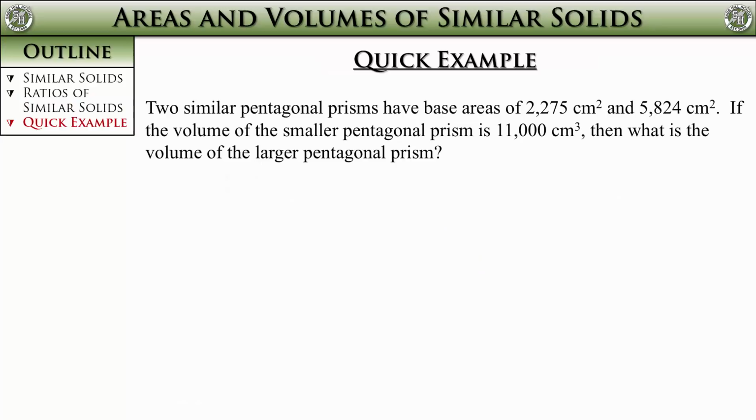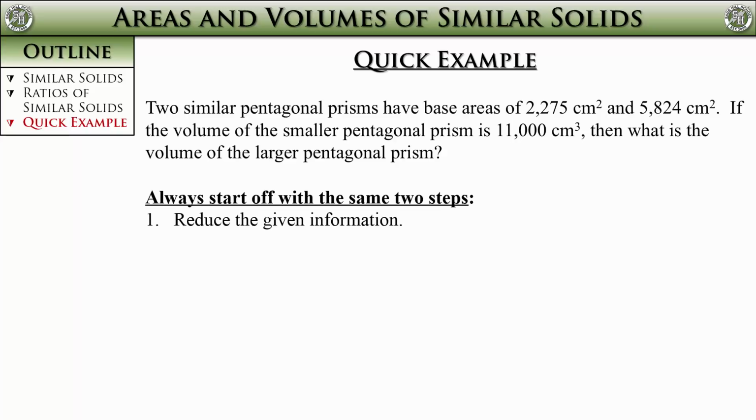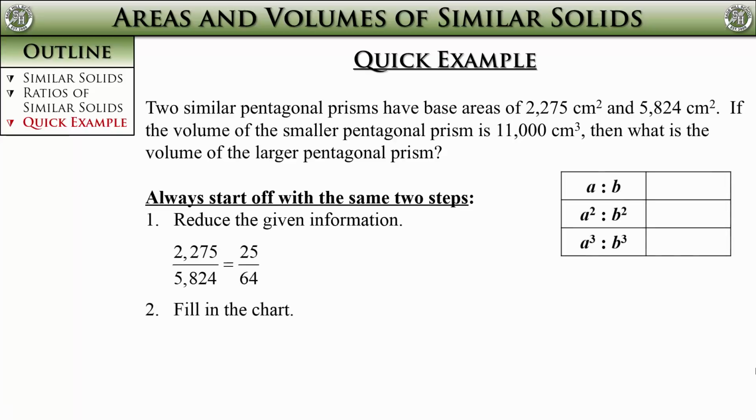You are given the base areas of 2 similar pentagonal prisms and are asked to find the volume of the larger pentagonal prism. This is a very typical problem for this section. You should always start off with the same 2 steps. Reduce the given information. It will make your life infinitely easier. Use those wicked mad calculator skills of yours and find that in this case the numbers reduce down to 25/64. The next thing to do is to fill in the chart. Some of you will find this an unnecessary step, but it really helps in doing these types of problems. You will be far less likely to use the wrong information then.